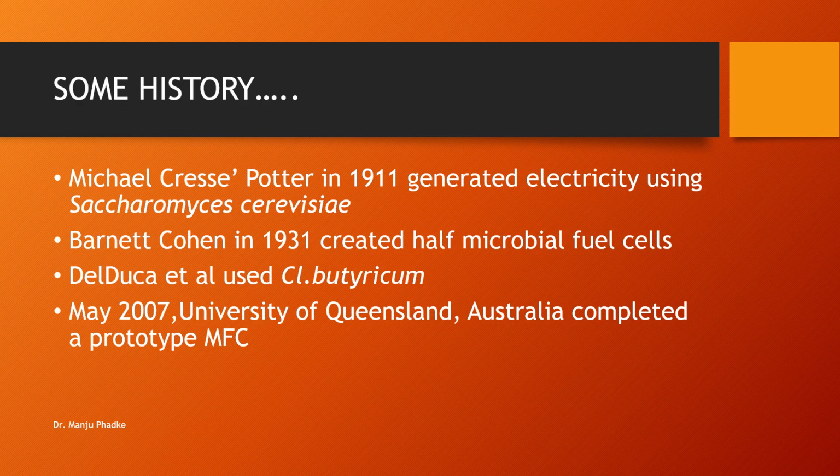Thereafter, Barnett Cohen produced a microbial fuel cell which, even after being used in series, could generate only around 2 milliamperes of current. So obviously it was found to be pretty much ineffective. Del Duca et al. used Clostridium butyricum and they used hydrogen, which was produced by the fermentation of glucose using Clostridium butyricum, to generate electricity.